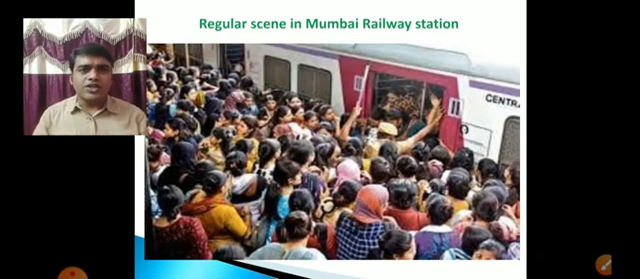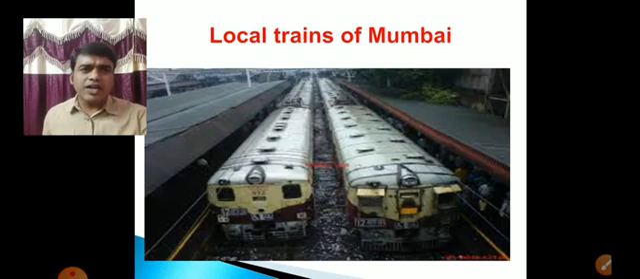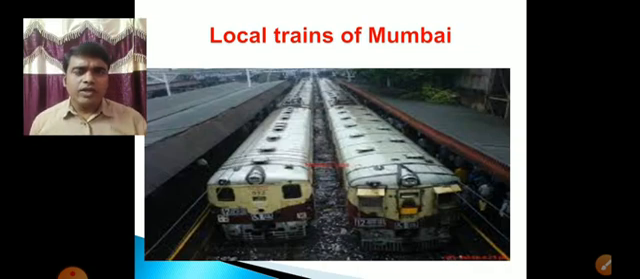See, this is a regular scene. See how dense the crowd of people in the station is. I will show one more picture, children, and these are the suburban trains, or the local trains, of Mumbai. Local trains in the sense, as I said, the trains which run within the city itself, from one end to another, in order to help people travel from one place to another within the city.